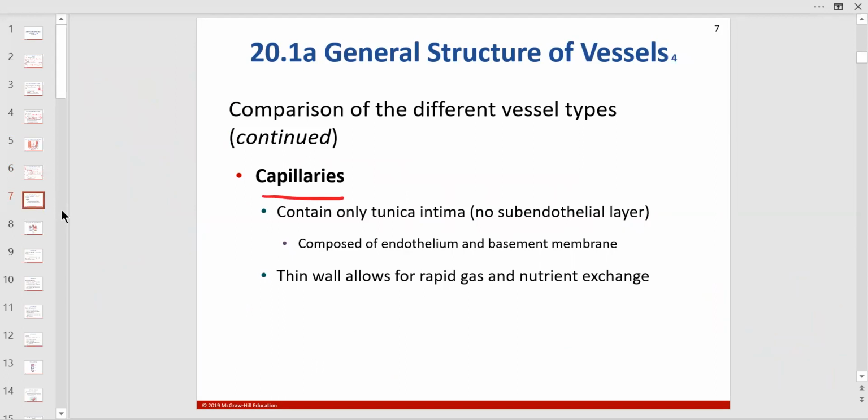So the capillaries: no tunica media, right? Just endothelium and the basement membrane. Simple squamous, right? Good for diffusion, with these kinds of cells with just that one basement membrane on both sides.